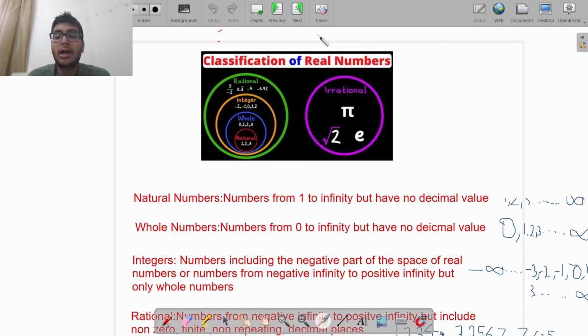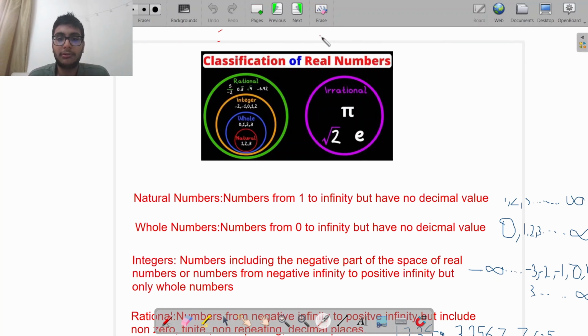Whole numbers are like natural numbers only, but they only include one number, and that's 0. Like in natural numbers, we did not include a 0. We started off with 1. In whole numbers, we start off with 0 and then to infinity. And it goes with the same logic 0, 1, 2, 3, 4, 5, 6 to infinity. Now, let's go for integers. Now, let us be a bit negative about this.